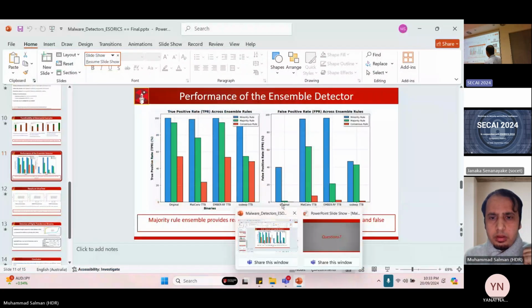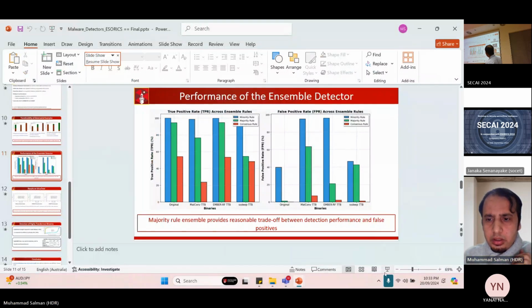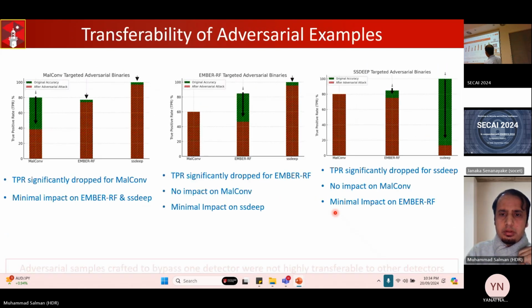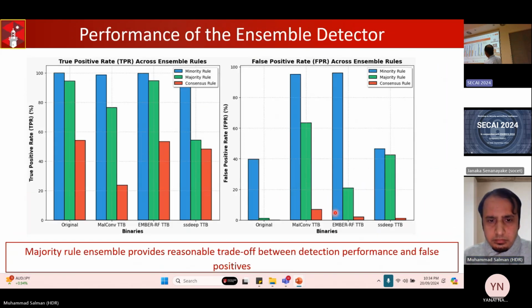Can you go back to your graph? Yeah, here. So the false positive rate is around 20%. So as discussed, in the Ember RF, where the Markov and SSD were the majority, we see that the true positive rate was around 96%, while the corresponding false positive rate was around 20%, actually 21%.